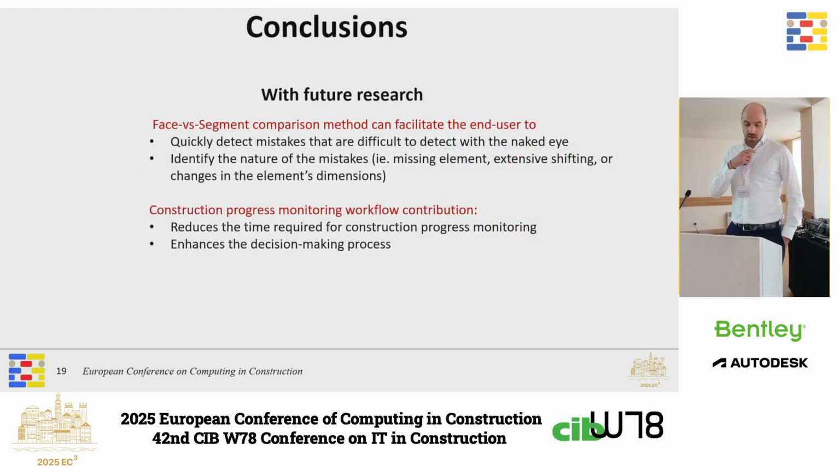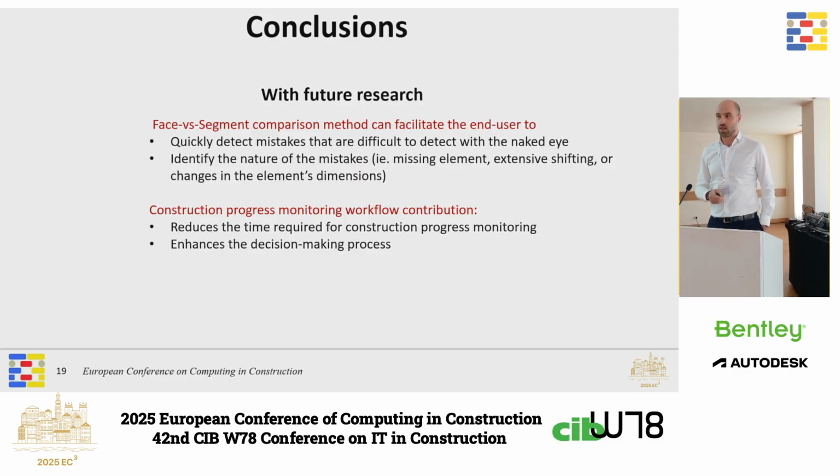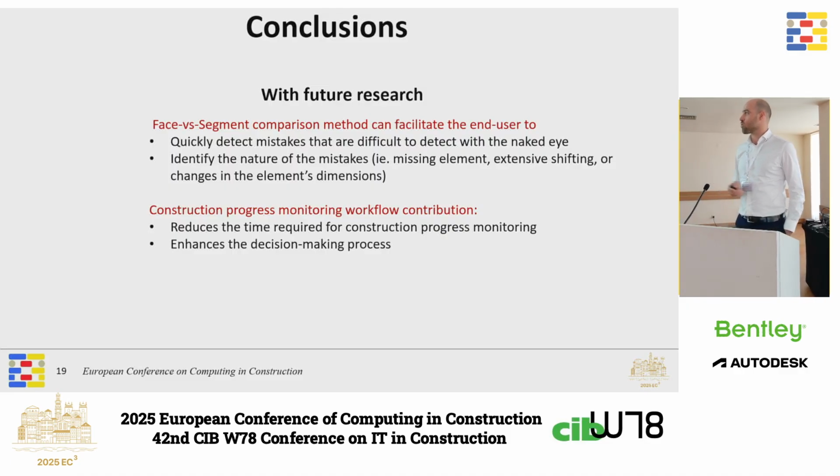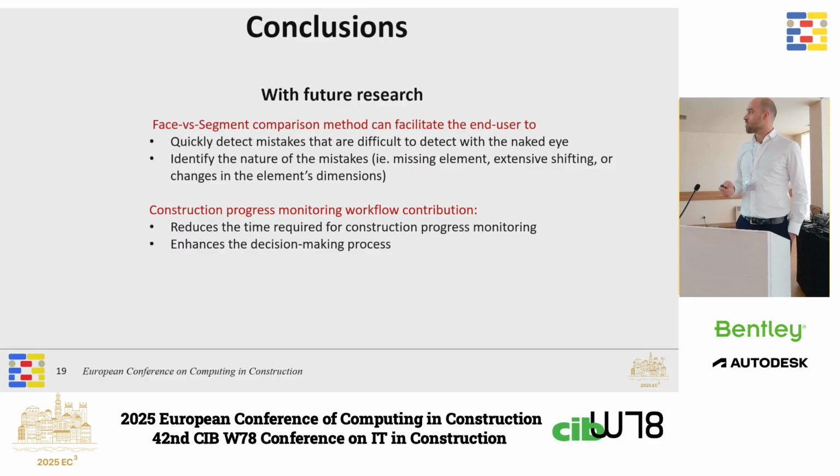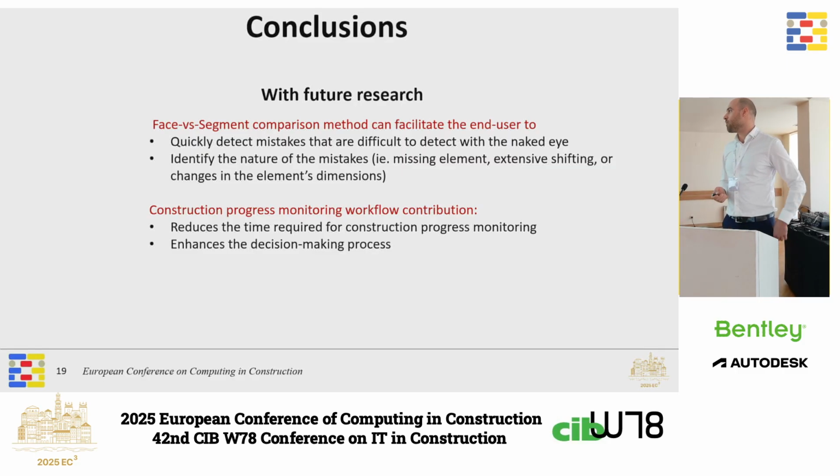But with future research, phase versus segment comparison can facilitate the end user to quickly detect mistakes that are difficult to detect with the naked eye during construction, identify the nature of the mistake, such as, for example, if it's a missing element from the construction site, if it's extensive shifting, or if there are changes in the element's dimensions. And this can contribute to construction progress monitoring workflow by reducing the time required for construction progress monitoring and enhances the decision-making process.